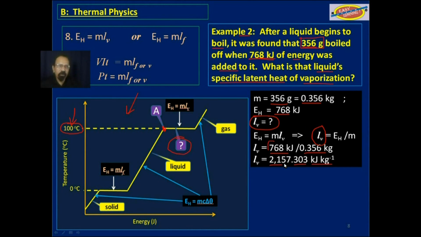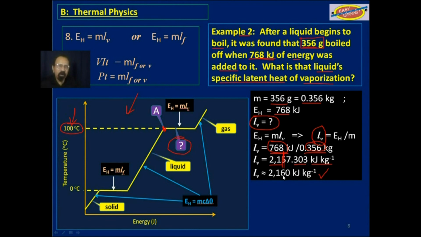We have three significant figures here, three here, so we need to round off to three significant figures, that is at this point here, and so we get 2,160 kilojoules per kilogram, and that should be sufficient for CSEC. But let's just make doubly sure.